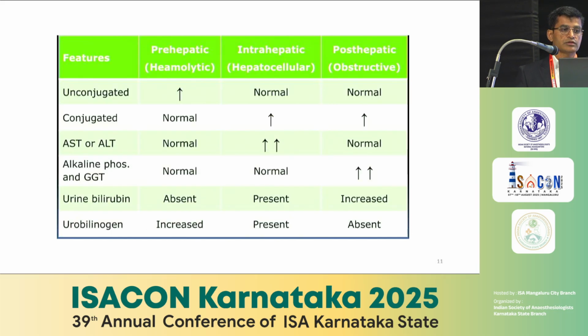This table explains to us how the biochemical changes will be there. We can see the increased conjugated bilirubin in obstructive jaundice. Then liver enzymes AST and ALT are normal in the initial period. Subsequently, when the disease progresses, we can also see elevation in these enzymes when hepatocellular damage occurs. Alkaline phosphatase and gamma glutamyl transferase are the indicators of the obstructive jaundice. Then urine bilirubin is increased. Urobilinogen is absent because bile is not secreted into the intestine where urobilinogen is supposed to be produced.